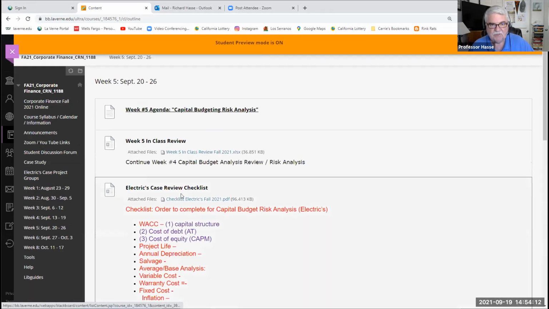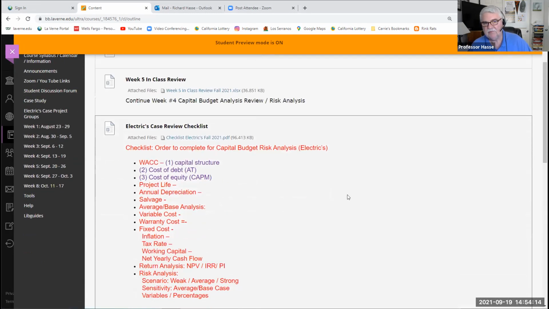In week number 5, you'll see a checklist for the Electrix case. It's a series of things you need to accomplish in the order that you need to do them, starting off with a weighted average cost of capital calculation right through the risk analysis of scenario and sensitivity. So these are a checklist. We'll be reviewing these in our class lecture for week number 5.